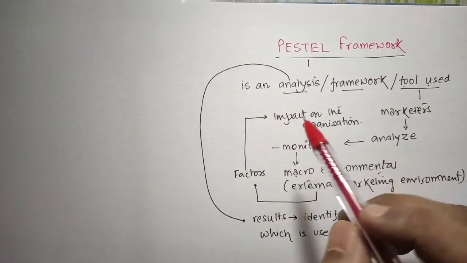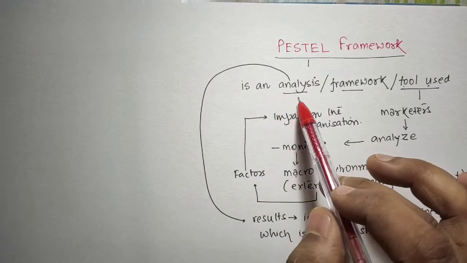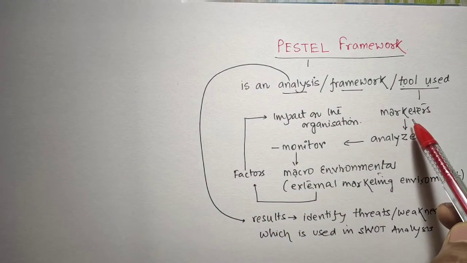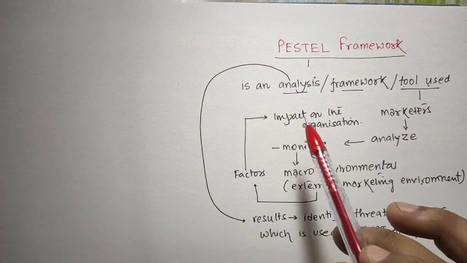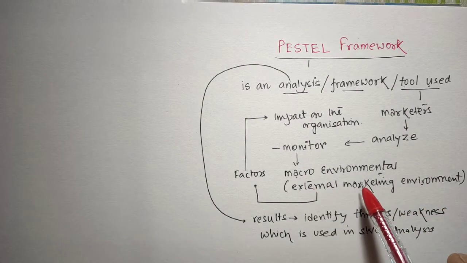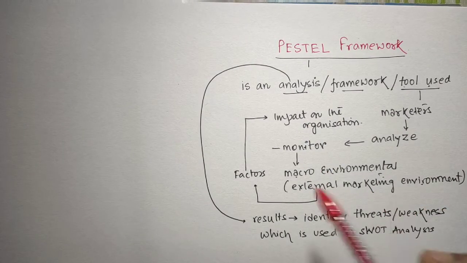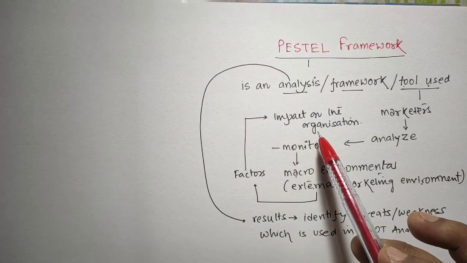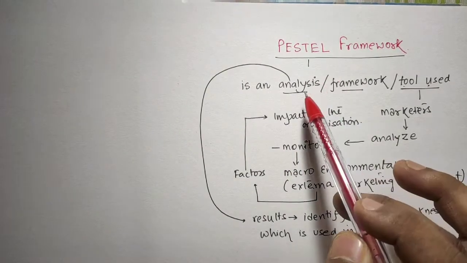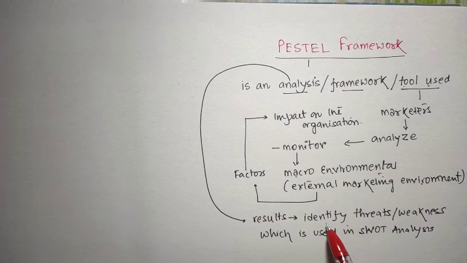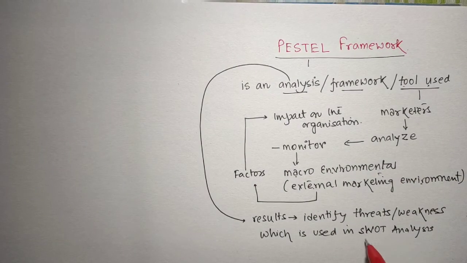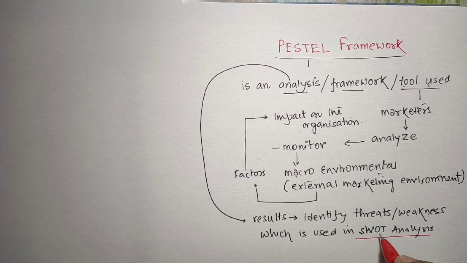So overall, PESTEL analysis is a framework tool used by the marketer to analyze and monitor the macro environment, which is the external marketing environment factors which have an impact on the organization. This PESTEL analysis also results in identifying the threats and weaknesses, which are used in the SWOT analysis. S for strength, W for weakness, O for opportunity, T for threats.